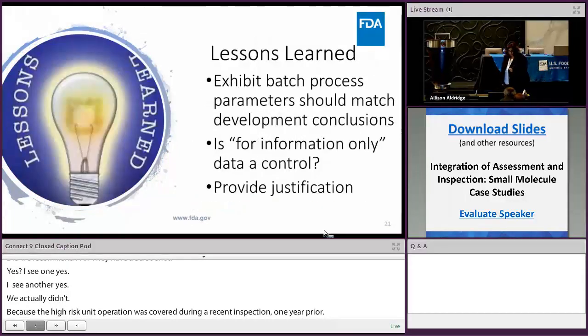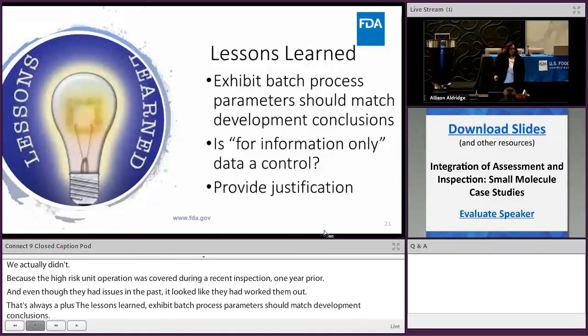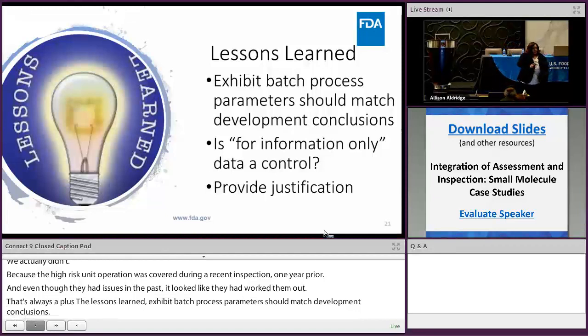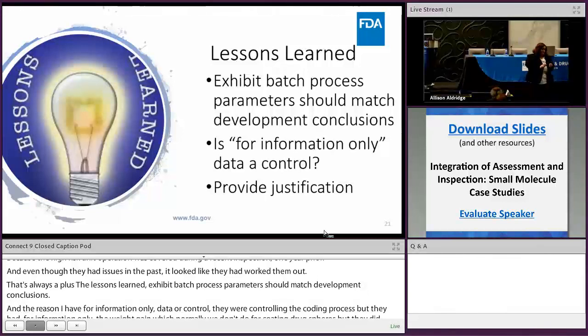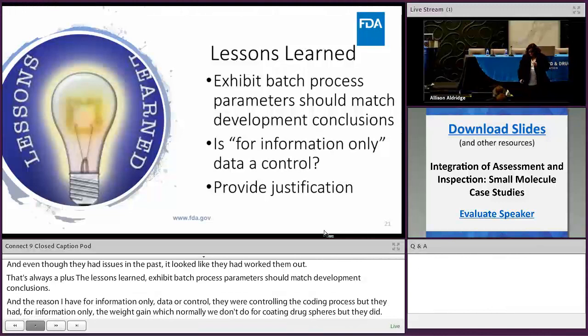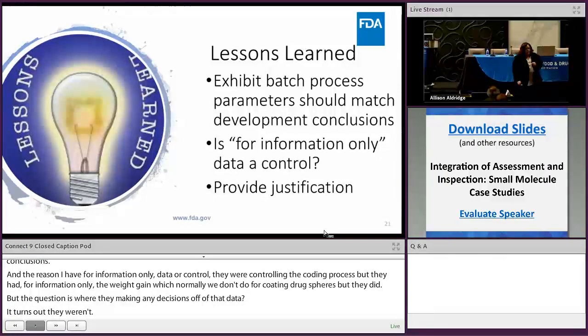The lessons learned: the exhibit batch process parameters should match the development conclusions. And the reason I have "for information only" is a data or a control. They were controlling the coating process with an LOD, but they had an F for information only for weight gain, which normally we don't do for coating drug layers, but they did. But the question is, were they making any decisions off that data? And it turns out they weren't. So in that case, it truly was for information only. But if you have something that says information only, and then you turn around and you're making decisions off of it, then it's really not for information only.